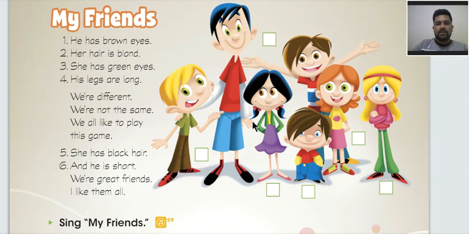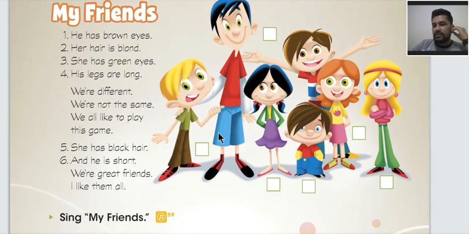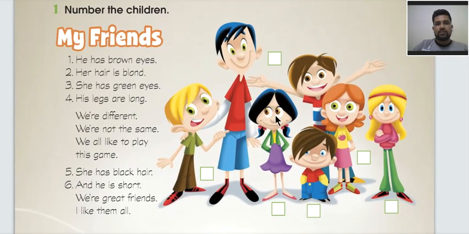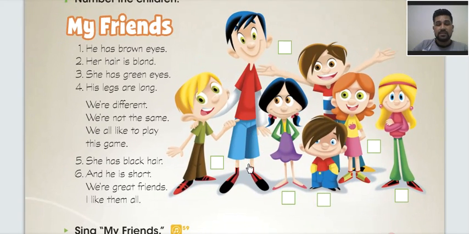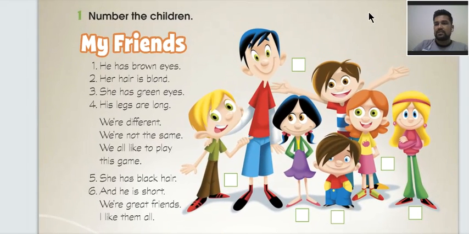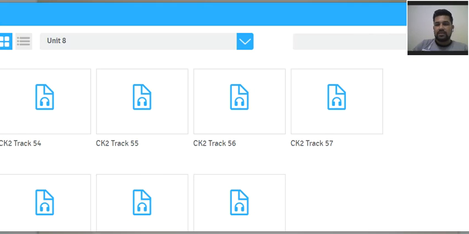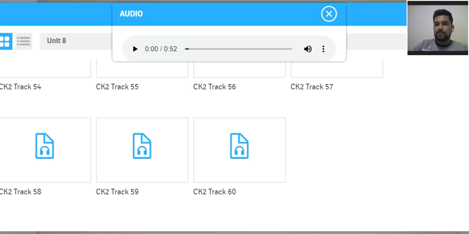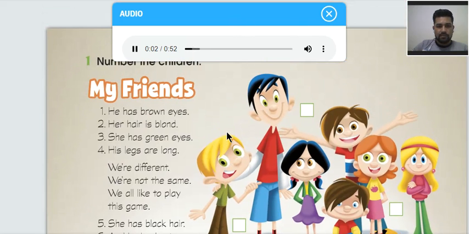We're gonna get started working on page 96. In this activity, we're going to listen and review body parts and descriptions. We're going to remember body parts and describe them. We're going to practice listening skills. On track 59, it says, track 59, my friends.